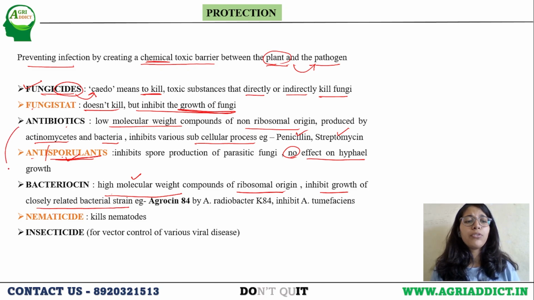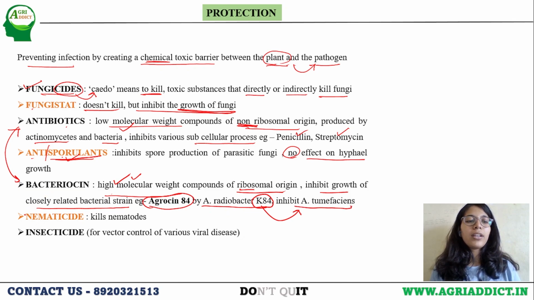You shouldn't confuse between the two, okay? Antibiotics and bacteriocin. You can find the difference here. Since antibiotics are low molecular weight compounds, bacteriocins are high molecular weight compounds. Antibiotics are of non-ribosomal origin and bacteriocins are of ribosomal origin. Example of the bacteriocin is agrocin 84. It is produced by Agrobacterium radiobacter K84 strain, and this inhibits the growth of Agrobacterium tumefaciens.